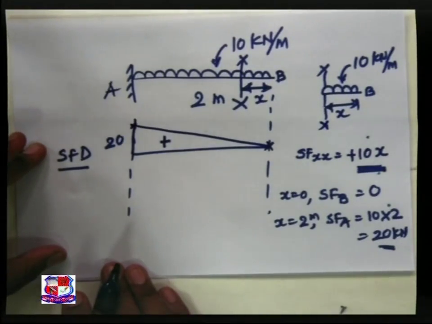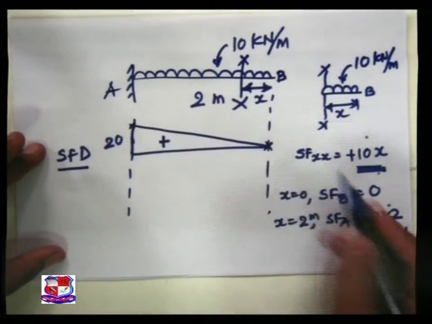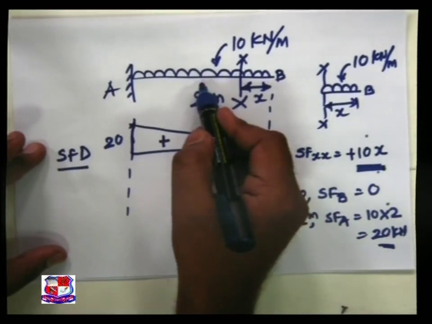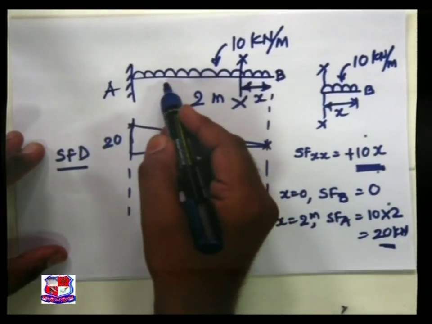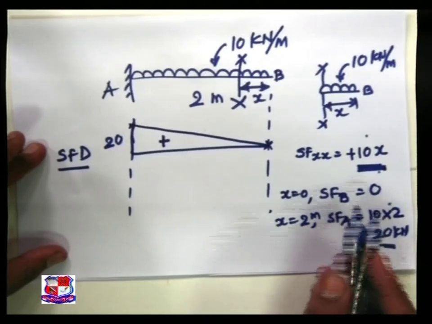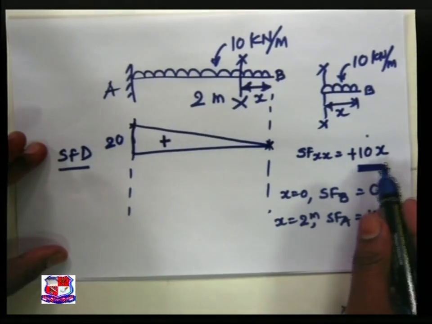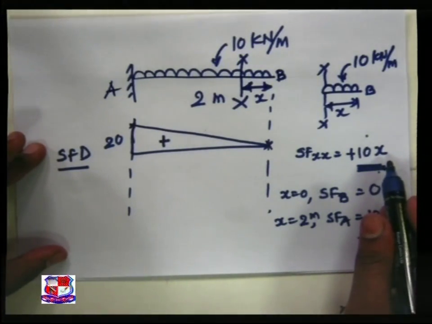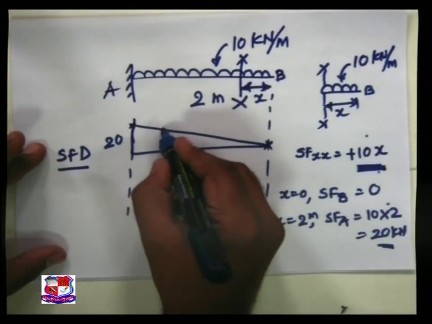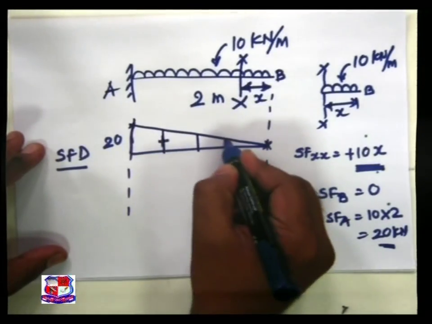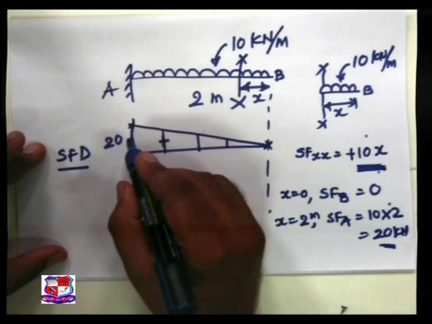If you want, take the distance 0.5 meter and find the value of shear force. Take 1 meter, find the value of shear force. Take 1.5 meter, find the value of shear force. By putting the value of x as 0.5 meter, 1 meter, 1.5 meter, you can also achieve the various ordinates. Join these ordinates and we will achieve the inclined straight line.